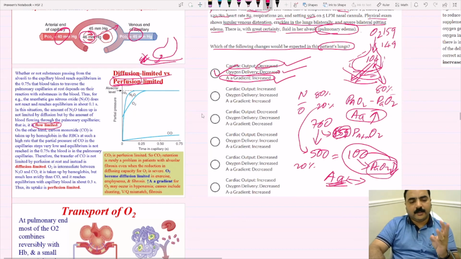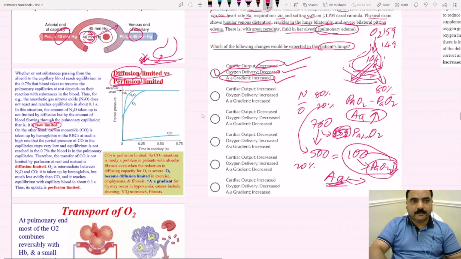So all the gases including carbon dioxide, oxygen, nitrous oxide, everything is perfusion limited. If the blood is not coming there, there is no exchange of that gas. Okay, but there are some gases which are diffusion limited. The most important gas that is always diffusion limited is carbon monoxide. Carbon monoxide cannot exchange because its diffusion capacity is very low. Not only that, its affinity for the hemoglobin is very high. So as soon as it goes into the blood, it reacts with the hemoglobin, and the reacted gas is not considered for calculating the partial pressure of the gas.